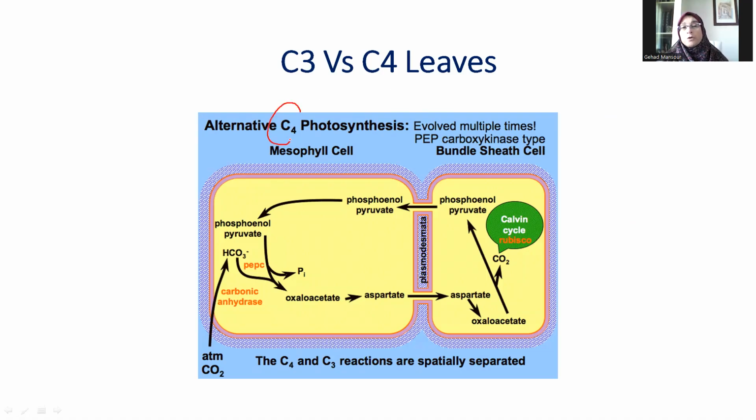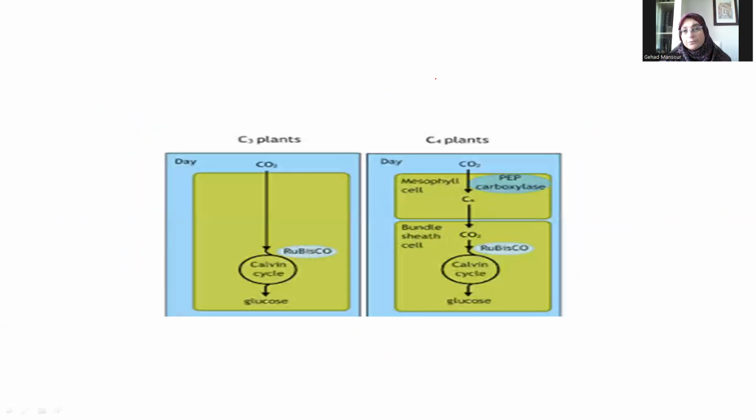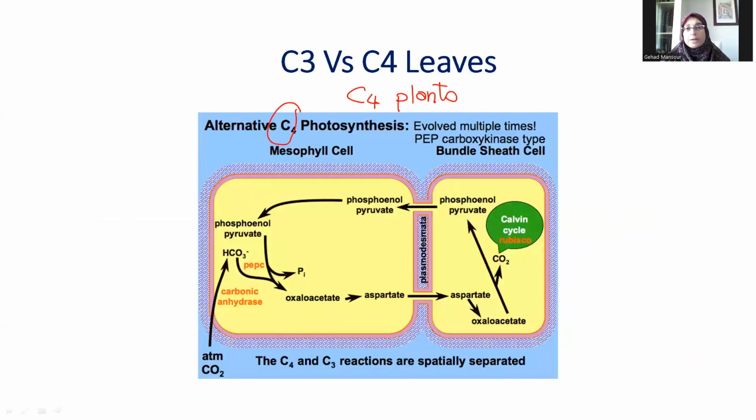Here we see the first alternative pathway, which is the C4 plants. We said that the C4 plants have the privilege of fixing carbon dioxide away from oxygen in deep cells, as we said here, and they are not afraid, they're not scared, they keep their stomata open during daytime, meaning that they open their stomata 12 hours over the 24 hours. Why aren't they scared? They aren't scared because they can fix carbon dioxide in deep cells.